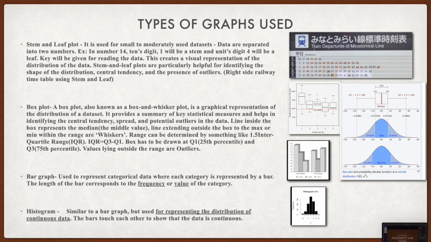Next we will go to the box plot. A box plot is also known as a box and whisker plot. It is a graphical representation of the distribution of a data set. It provides a summary of key statistical measures and helps in identifying the central tendency, spread, and potential outliers in the data. In the right side figure, in the first figure, we see a box, and there are 2 lines drawn from the box towards the end, and a final small line drawn.